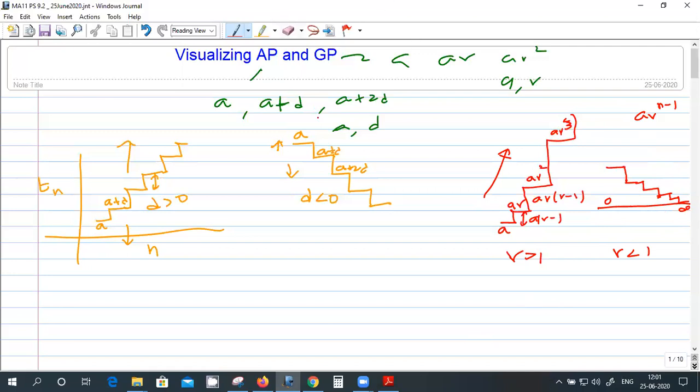Now, see here, both R are positive. But R can be negative also. Assume that R is negative, but the absolute value of R is greater than 1, that is R is less than minus 1. In that case, if A is positive, the second term will be here, negative. This is 0. The third term will be positive. Fourth term will be negative. It will oscillate.